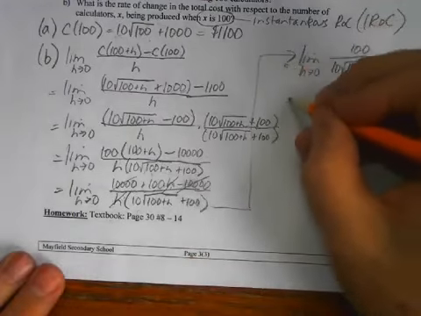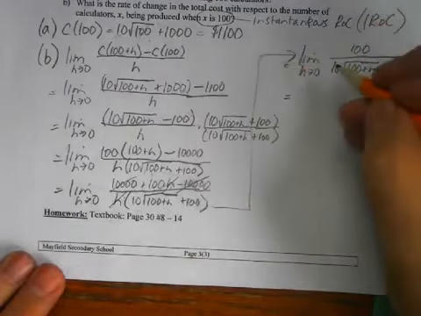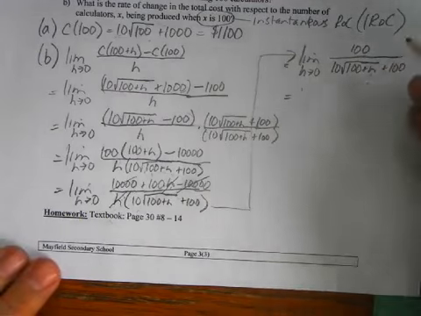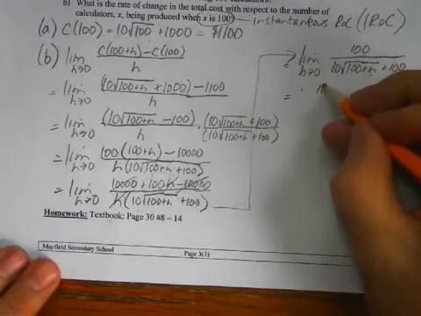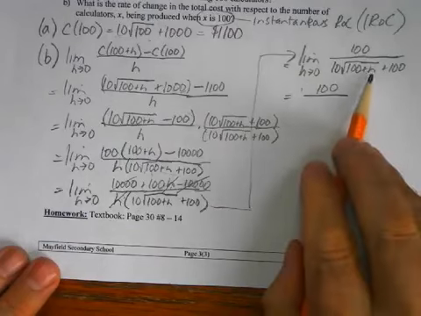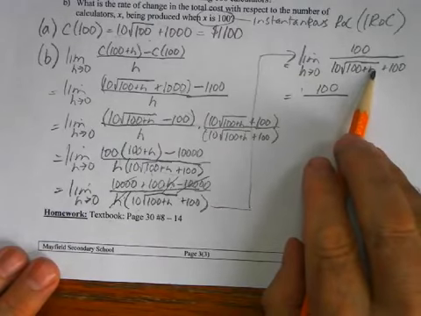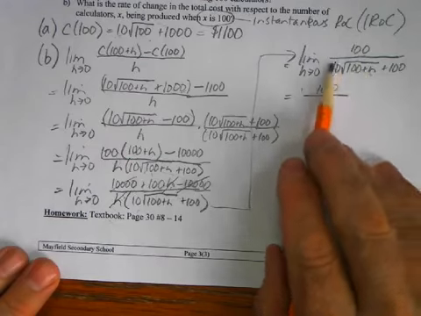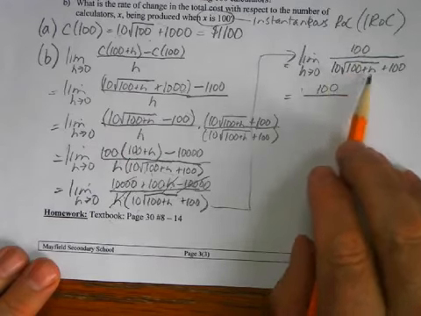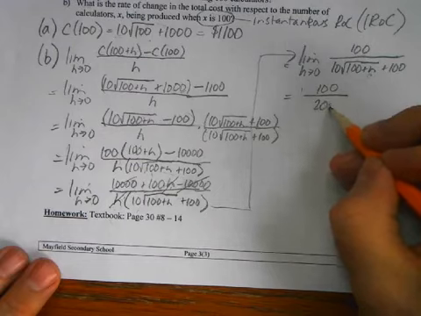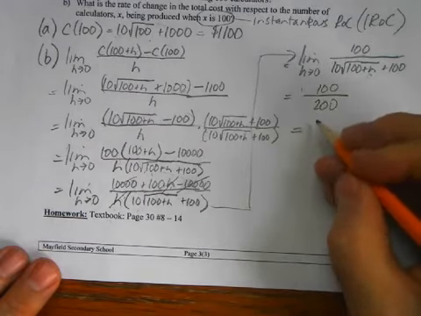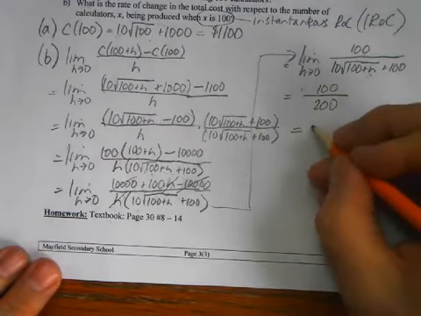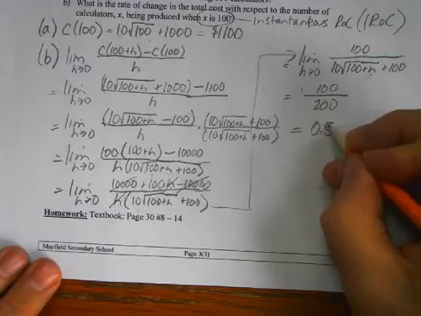Okay, so let's actually plug that in now. So if I plug that in, I get 100 on the top, and this, like we said, that's a 0. So that's root 100, which is 10. 10 times 10 is 100. And then this 100 plus that 100 is 200. Well, that's simplified quite nicely. So this works out to 0.5, or 1/2.